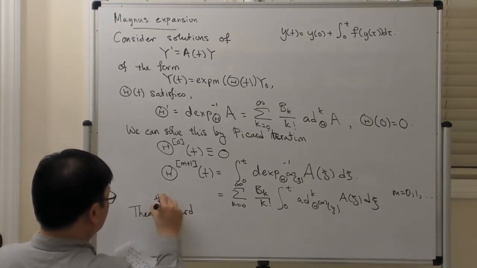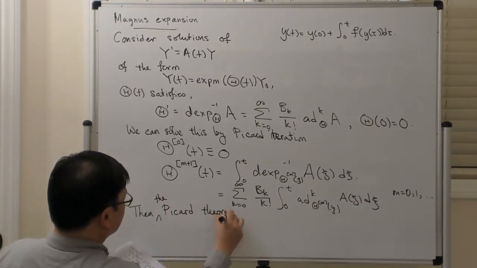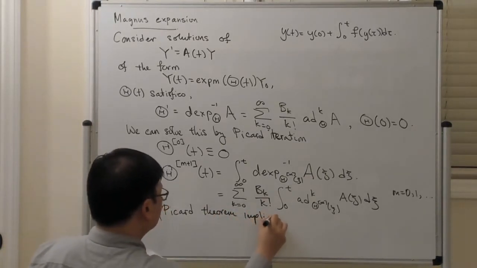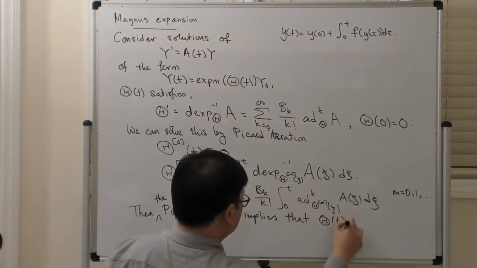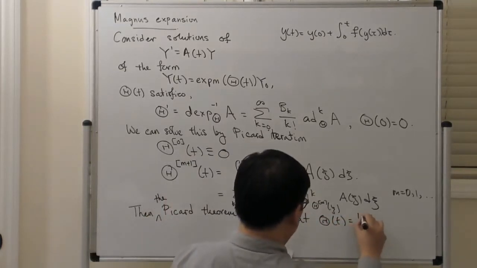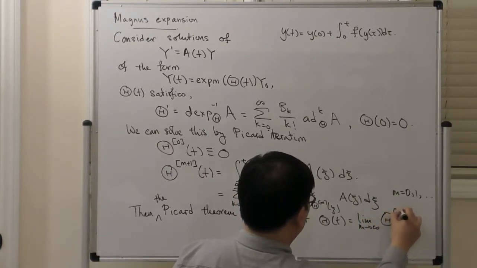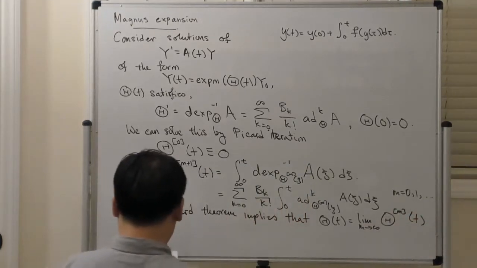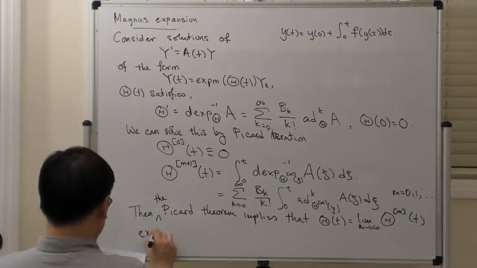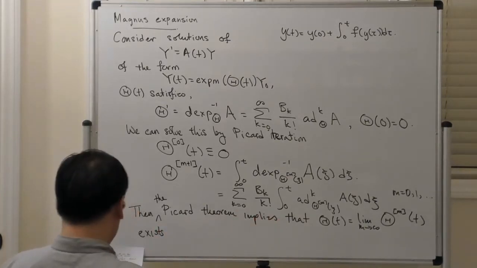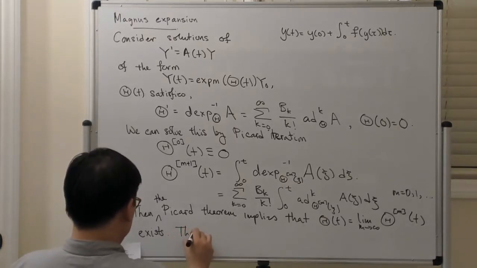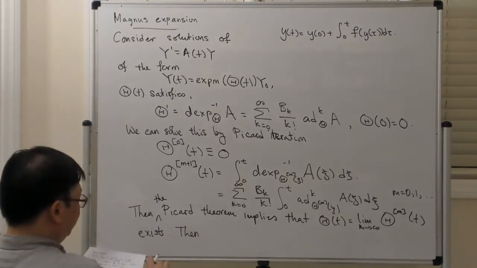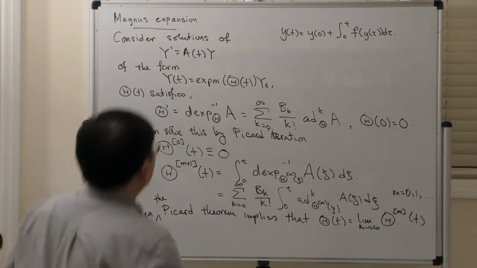So then the Picard theorem sort of implies that theta of t, which is the limit as m goes to infinity of theta m of t, exists for sufficiently small things, right? Then the claim is that this leads to the Magnus expansion. So maybe let me write it up there.